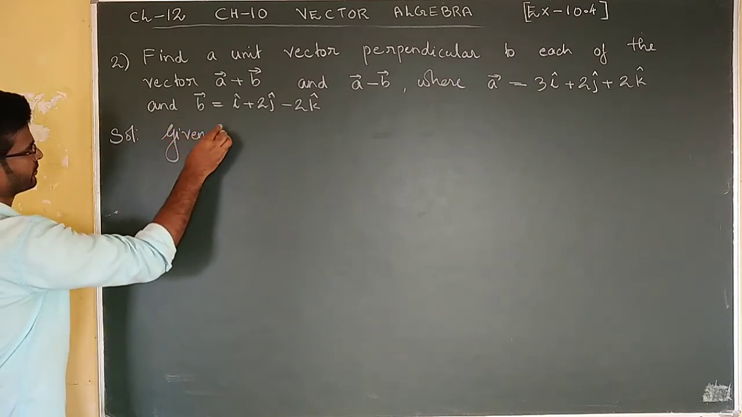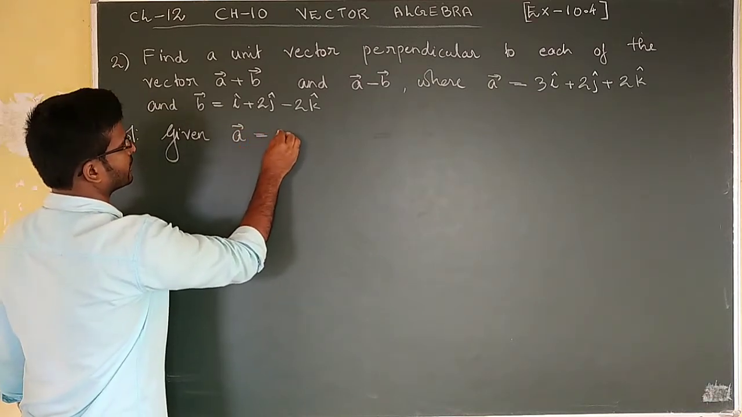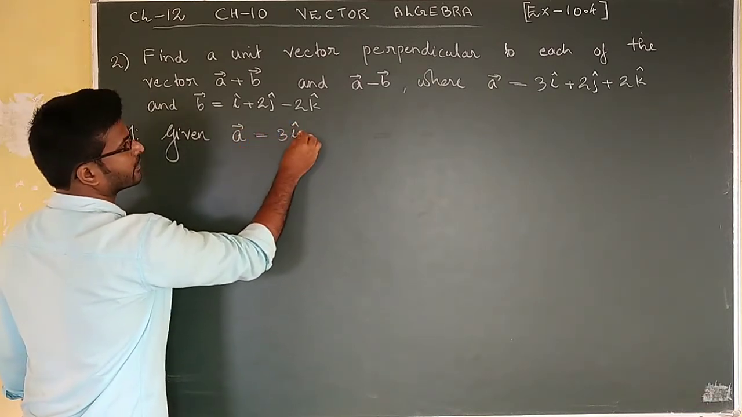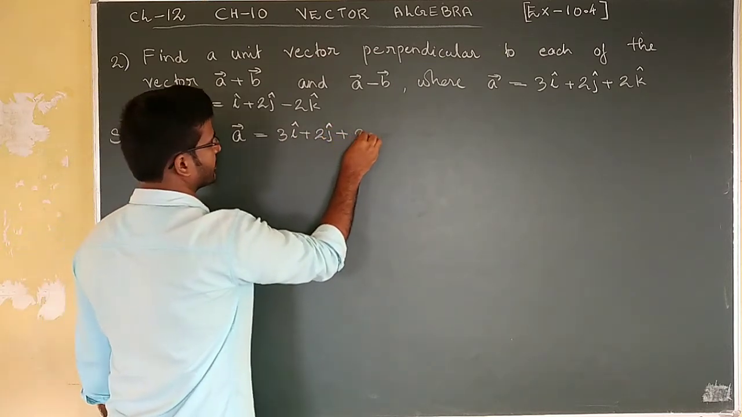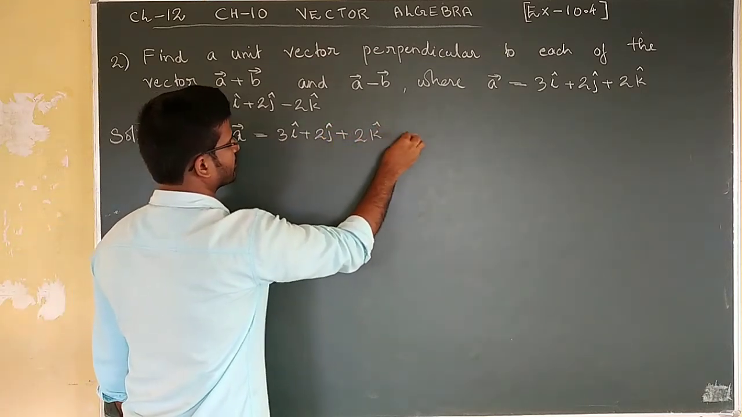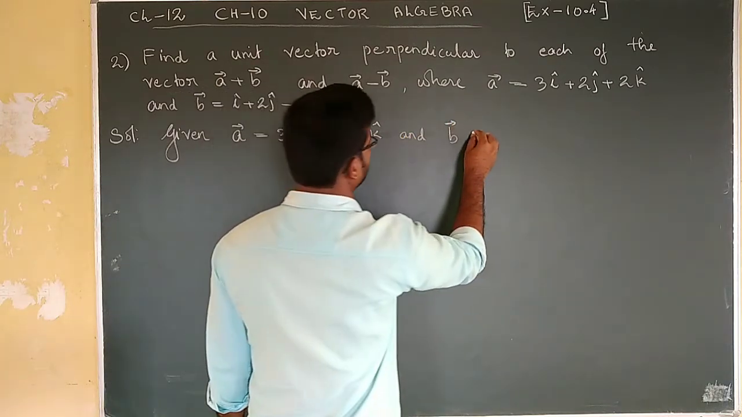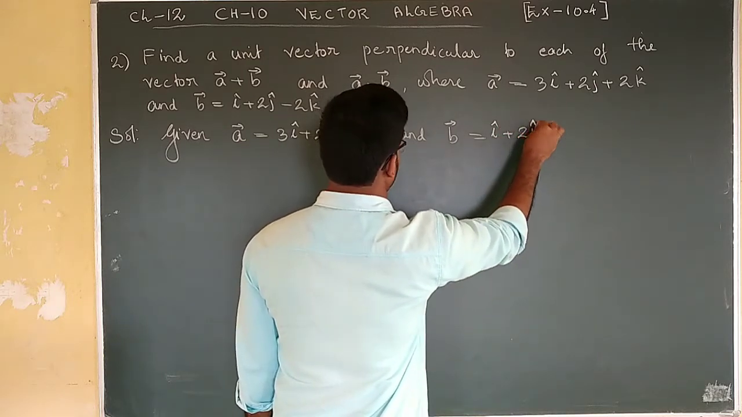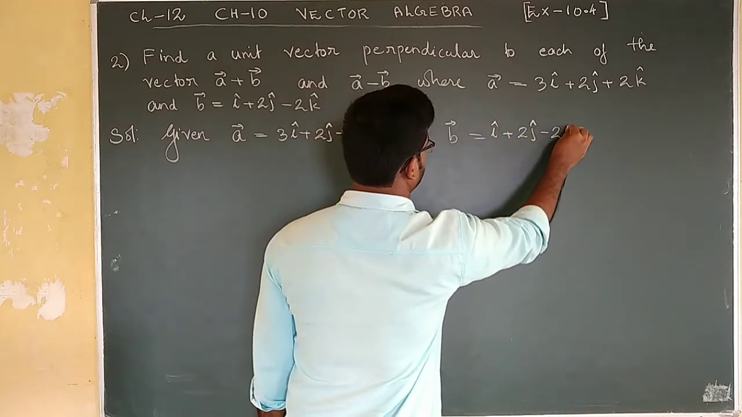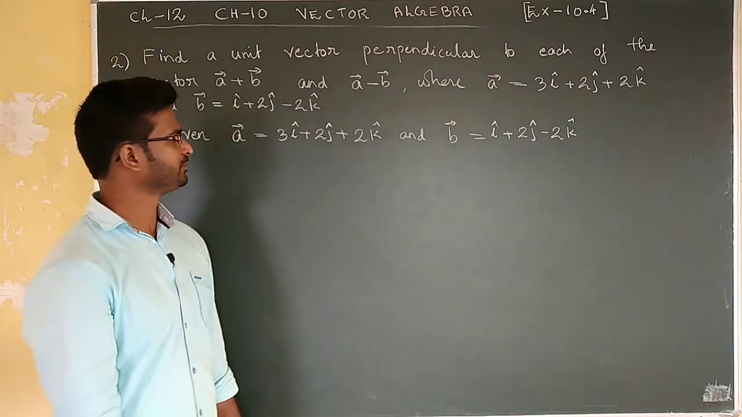Given A vector equal to 3i plus 2j plus 2k and B vector equal to i plus 2j minus 2k. Already given both vectors.